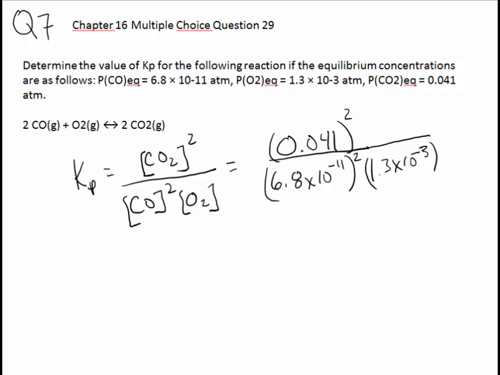Very straightforward. Question number 7 gives you the equilibrium values, the equilibrium pressures. Plug it into the Kp expression, and come up with this answer. And you do it just like I've shown here, and you get one of the answers that's in the selection, the 5 choices.